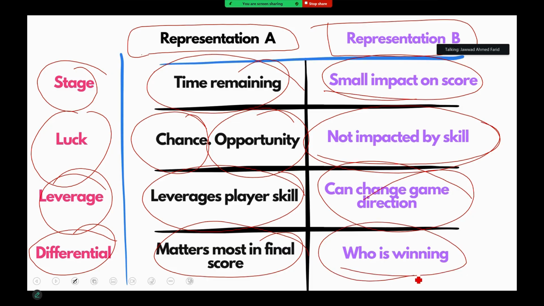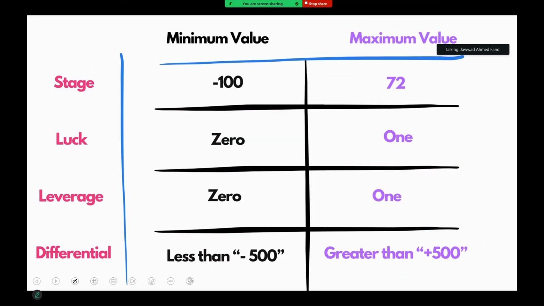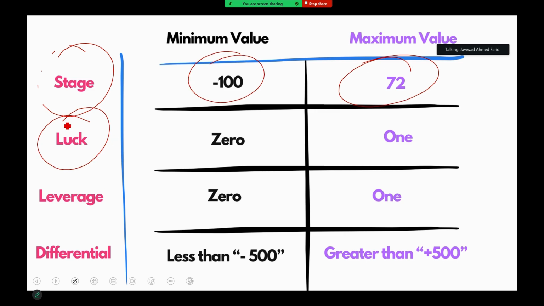This truth table will only be true if all four elements of A or B are true. If even one of these is not true, then the representation within that table is not true. This is the second truth table, right? Stage, for example, what is the maximum value, the minimum value of stage? What is the maximum value of stage? What about luck? What about leverage? What about differential? So a truth table is one way of presenting and sharing information.